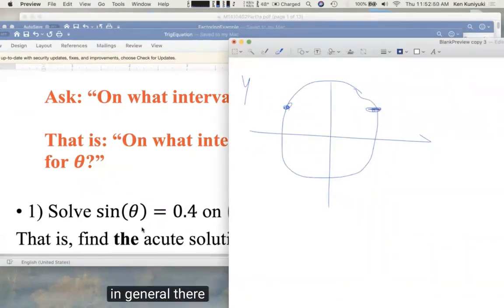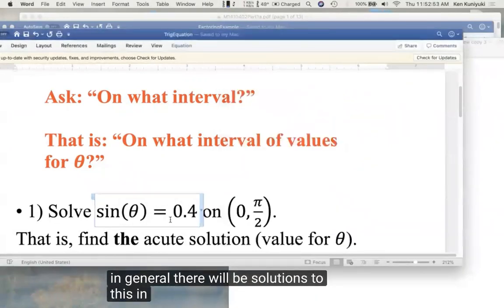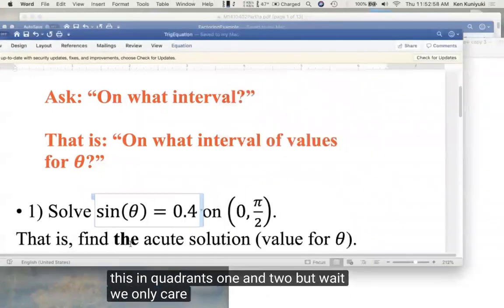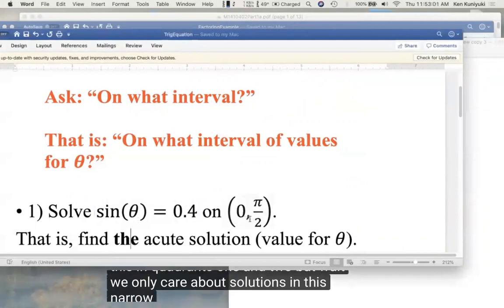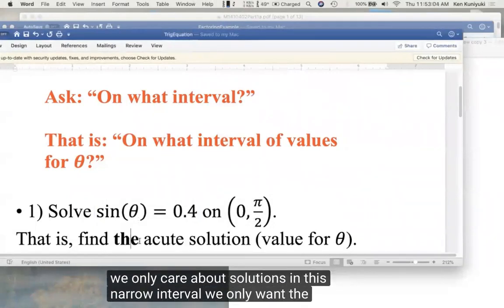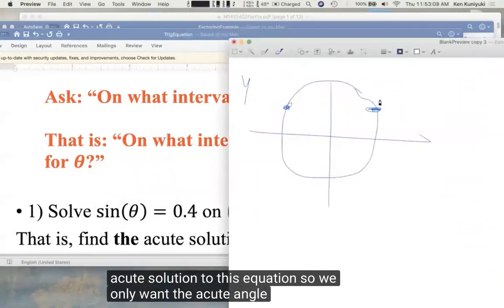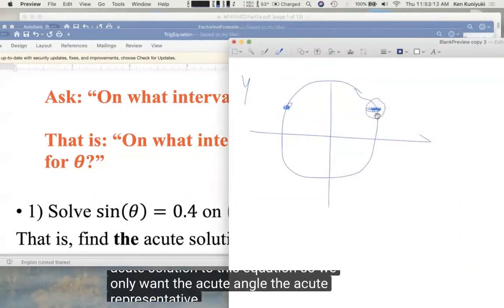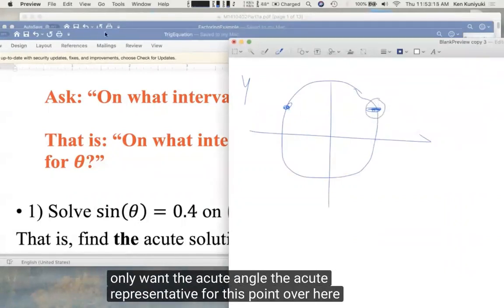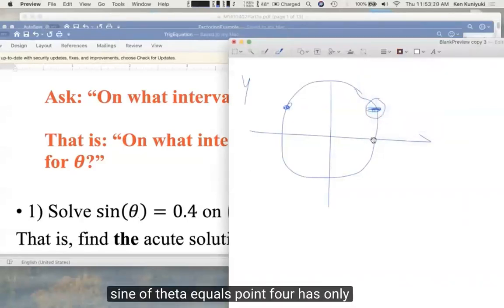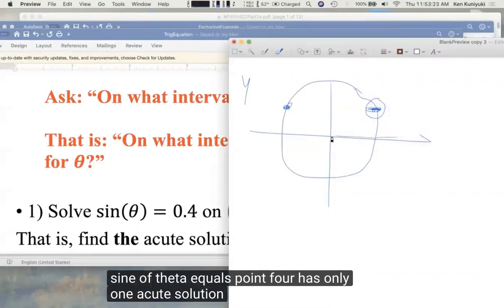So in general, there will be solutions to this in quadrants 1 and 2. But wait, we only care about solutions in this narrow interval. We only want the sole acute solution to this equation. So we only want the acute angle, the acute representative for this point over here. Sine of theta equals 0.4 has only one acute solution, this angle. We want this measure for theta.